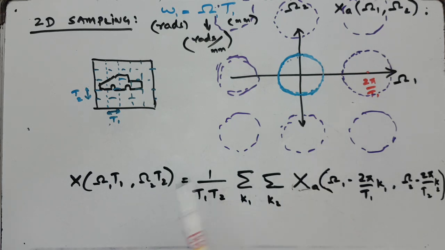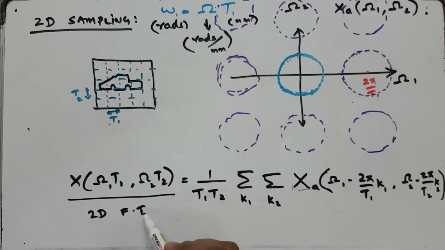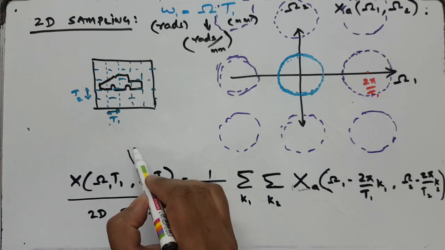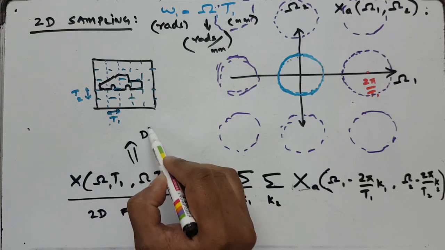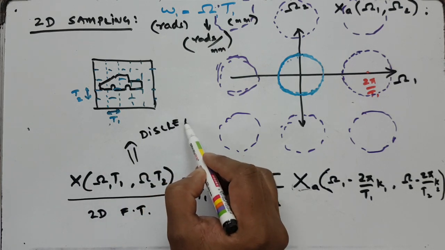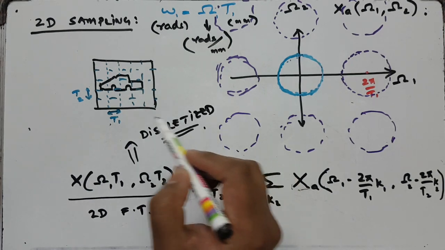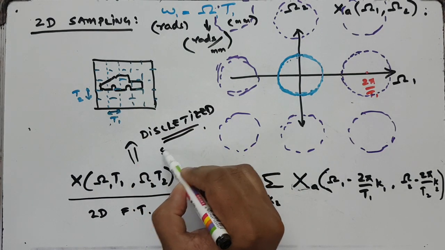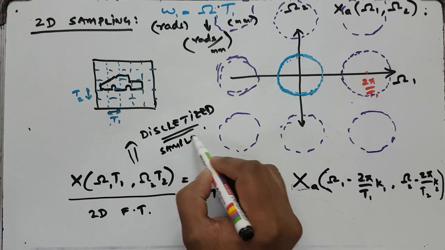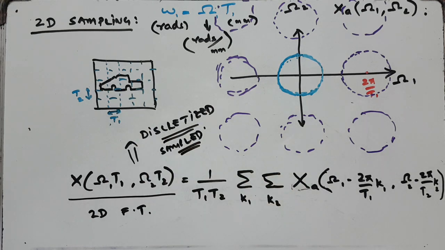So this is the 2D Fourier transform of the discretized, sampled version of our image.